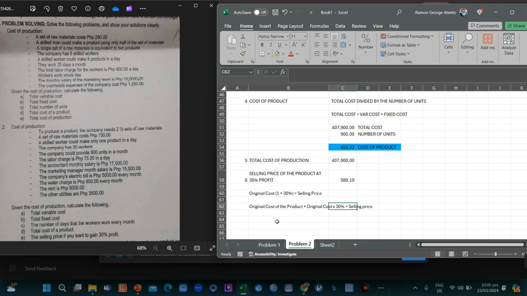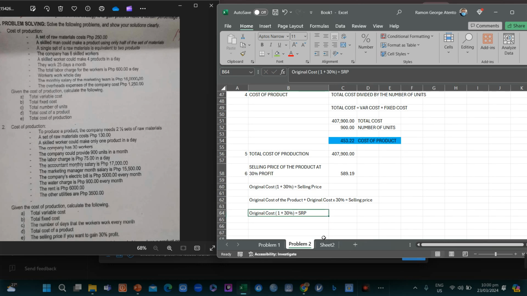So if you look at this, the original cost of the product plus the original cost times 30%, you can actually factor out the original cost, from your algebra. The original cost divided by the original cost is 1, plus the original cost divided by the original cost, what will remain would be the 30%. So this is actually the suggested retail price. The retail price would be 589.19.